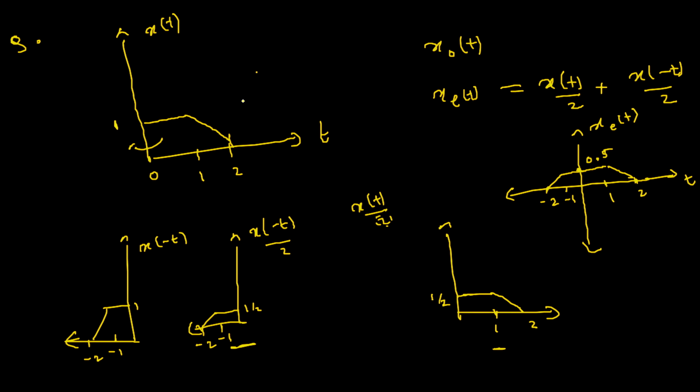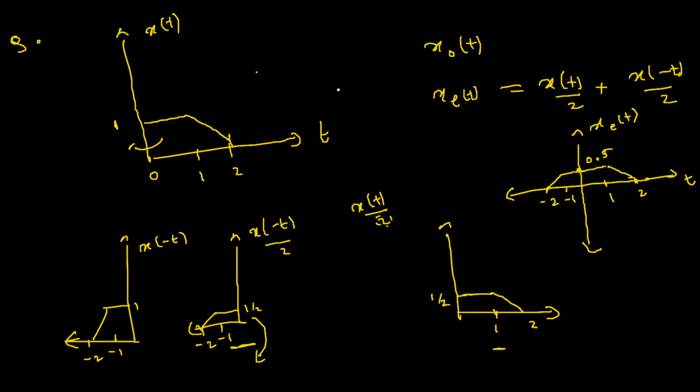So the particular graph that I found here, x of minus t by 2, has to be flipped about the x-axis. This is -2, this is -1, and this is minus 0.5. Okay, so now what I need to do is add this particular graph with the original graph of x of t divided by 2.